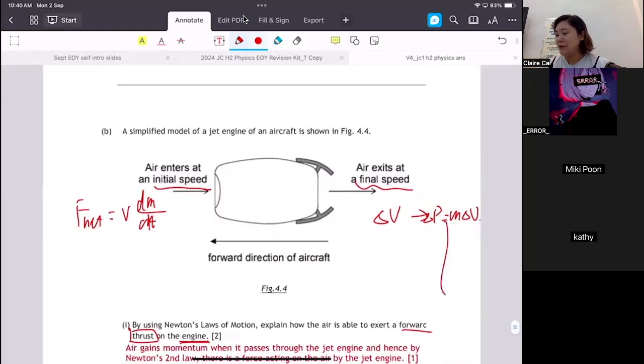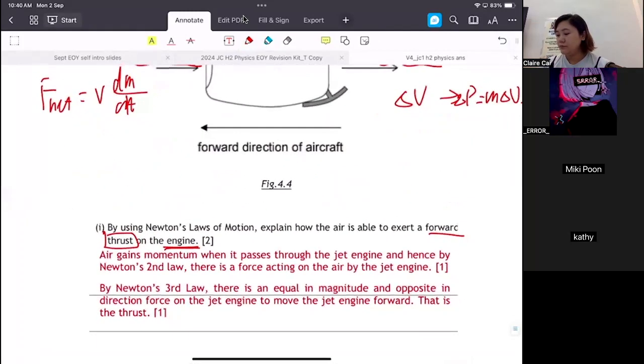So that's how I put everything together. Your air gains momentum when it passes through the jet engine, and hence by Newton's second law, there's a force acting on the air by the jet engine. And hence by Newton's third law, the engine exerts a force on the air, and the air will exert an equal and opposite force on the engine. So there's an equal and opposite force acting on the engine to move the engine forward. This is the thrust.